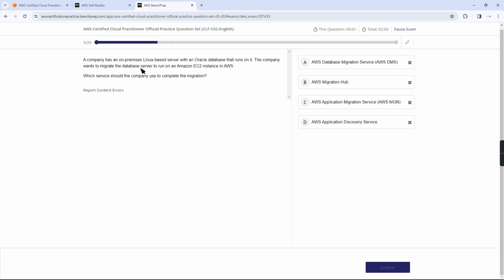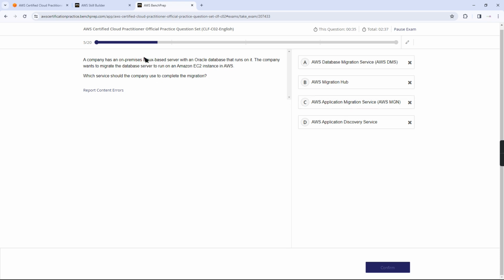Moving on. A company has an on-premises Linux-based server with an Oracle database running on it. The company wants to migrate the database server to run on an Amazon EC2 instance in AWS. Which service will help the company complete the migration? Okay. Application Discovery Service is completely wrong. Migration Hub is also not correct.